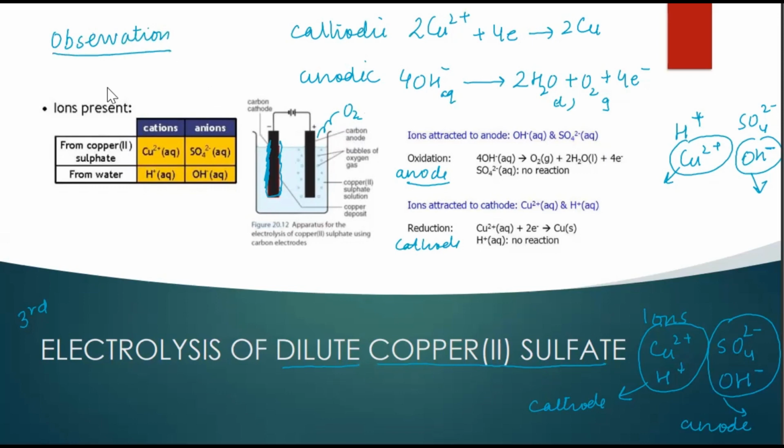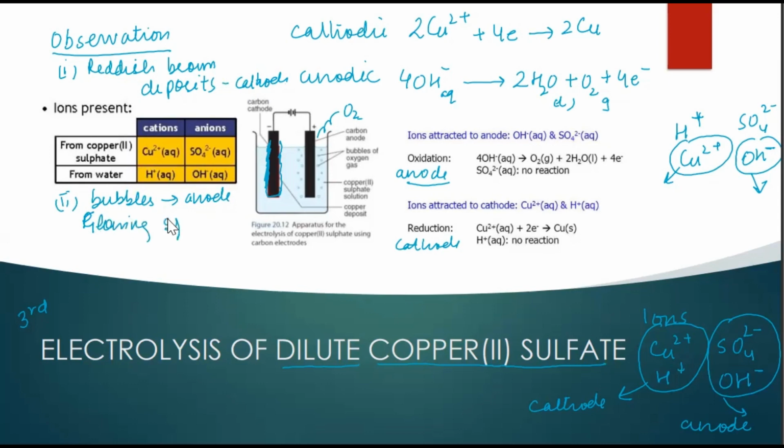So if the examiner asks you in the ATP paper for the observations, what happens during the electrolysis of dilute copper sulfate, these are the observations. Number one, you will be seeing reddish brown deposits, or you can say the pink deposit, at the cathode, right? And apart from that, you will see bubbles at the anode, and these bubbles are of oxygen. So whenever a gas is being liberated, we always have to give the identification test. When we bring a glowing splinter here, the glowing splinter is going to relight, and this is going to confirm the presence of oxygen gas.